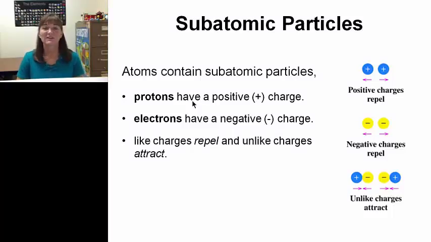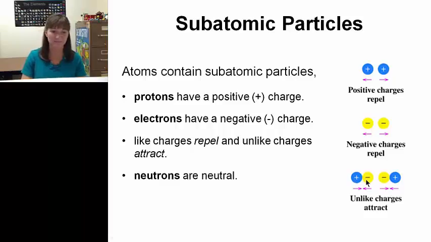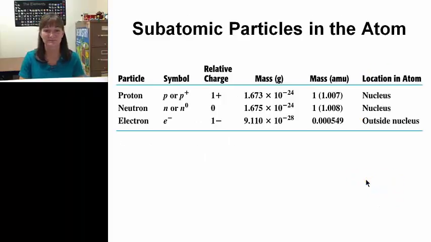I want you to know the concept that's dubbed like charges repel and unlike charges attract. So if we look at this picture, these two protons here, and they show the arrow that they're trying to get away from each other. They repel each other. Two negative charges are going to repel each other because like charges repel. Unlike charges, however, attract each other. So a proton and electron are going to move and want to be near each other. Neutrons have a neutral charge, so there's no charge to the neutrons.